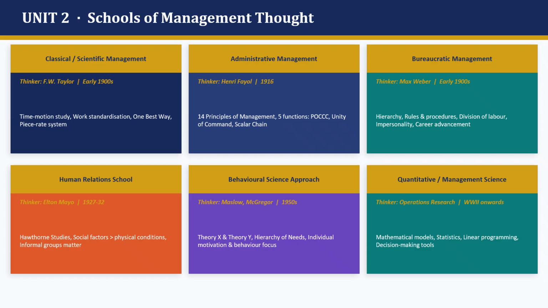The human relations school, led by Elton Mayo through the Hawthorne studies, highlighted the importance of social and psychological factors in improving productivity. The behavioral science approach, including thinkers like Maslow and McGregor, focused on motivation and human behavior. Finally, the quantitative or management science approach uses mathematical models, statistics, and techniques like operations research for decision making.